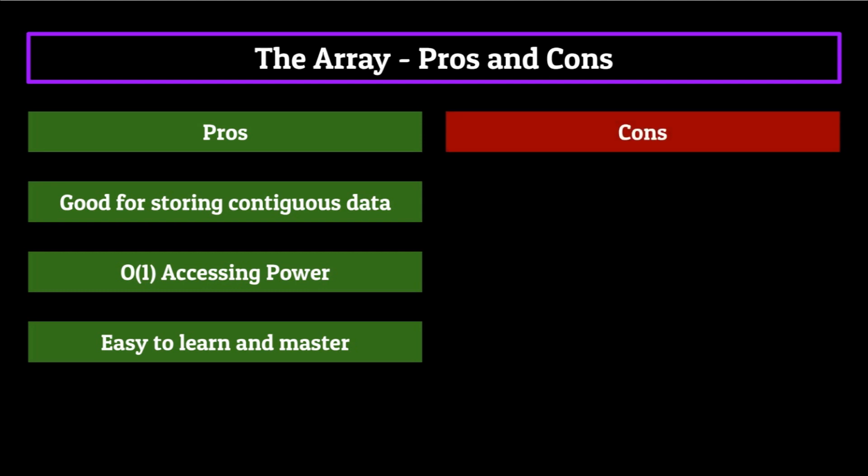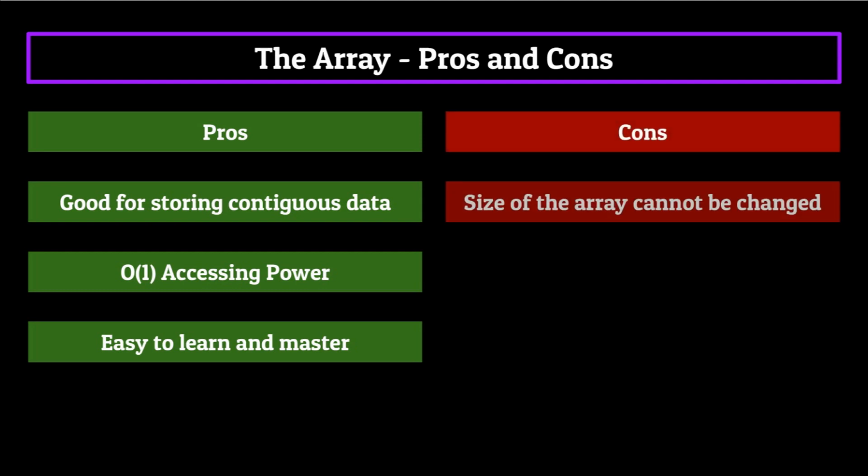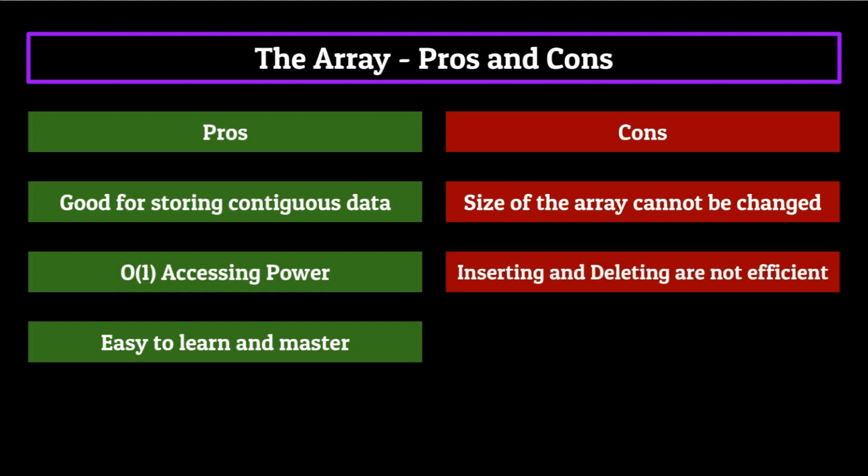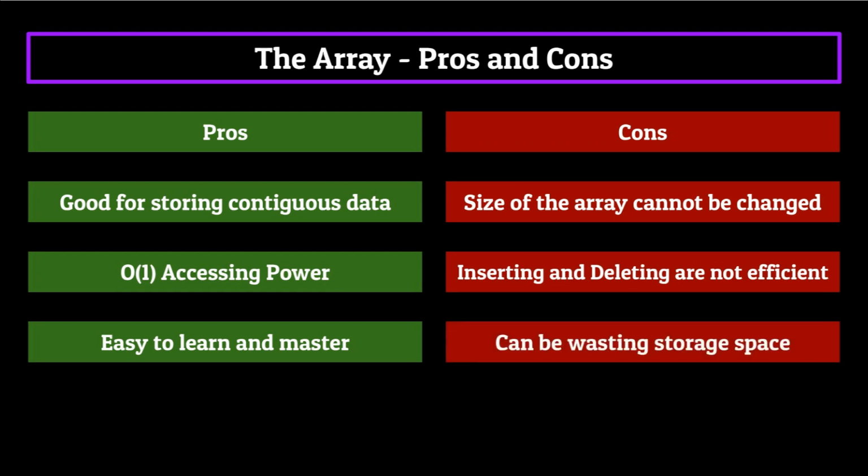Some disadvantages of an array are the fact that the size of the array cannot be changed once initialized. Inserting and deleting from the array can take quite a while if you're performing the function on larger datasets, and if you have an array which is not full of elements, you're essentially wasting memory space until you fill that index location with a piece of data.